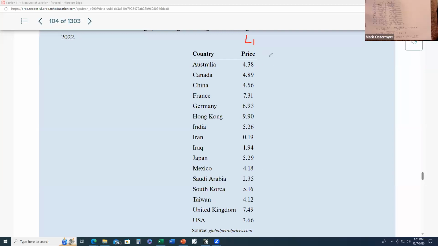Let's see if we can use our TI-34, TI-30, or even if you have a TI-84, it works essentially the same way. Does anybody have a TI-84 in this class? Anybody have a TI-84? I do.